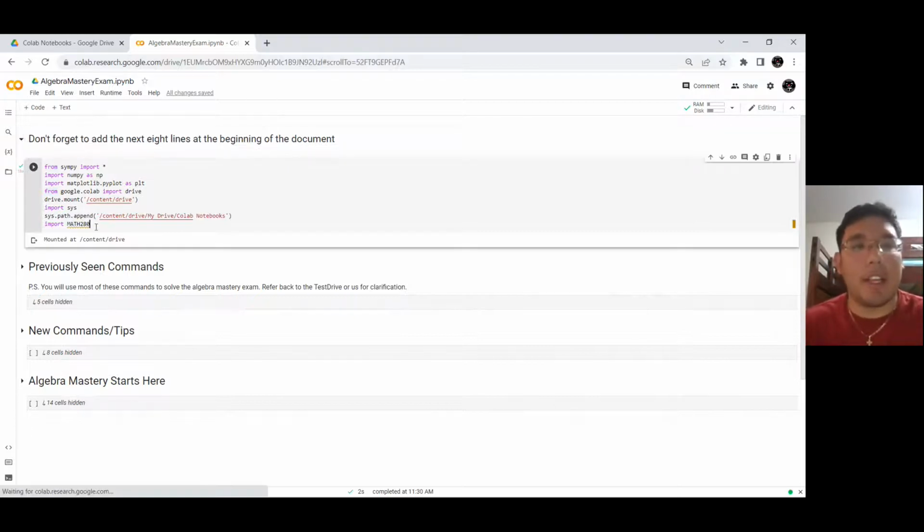Remember that you must have these 8 lines in order for you to do any type of algebra and any type of calculus, any type of differential equations. So these 8 lines are extremely important.